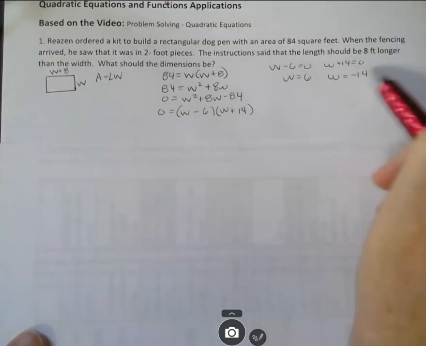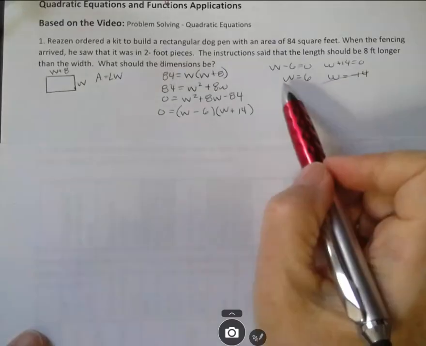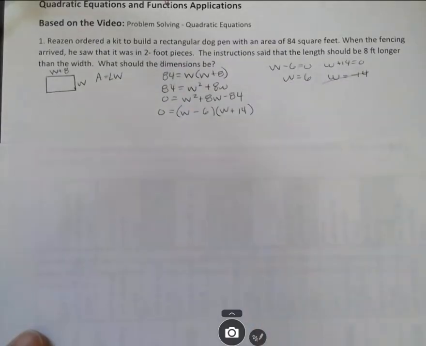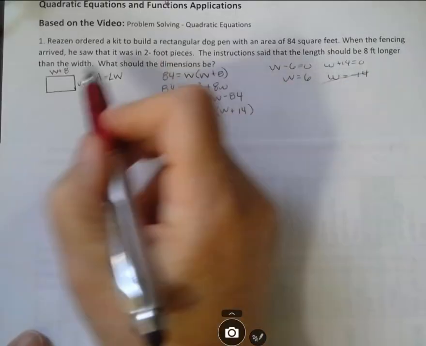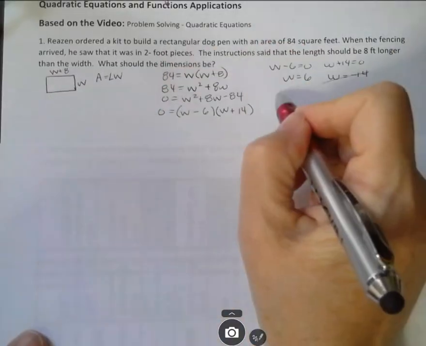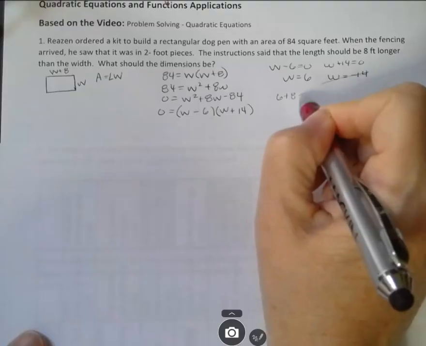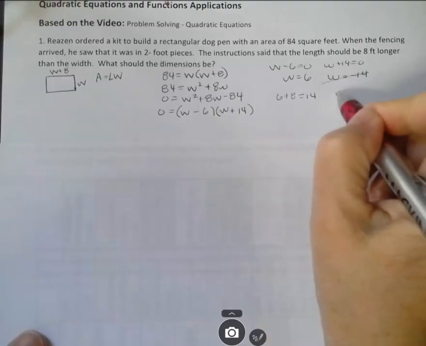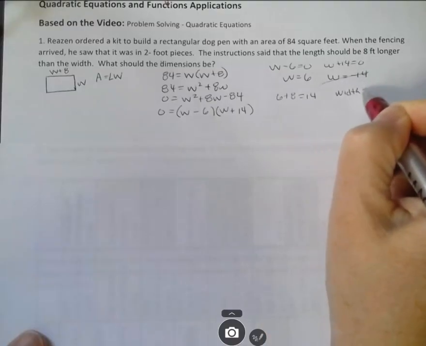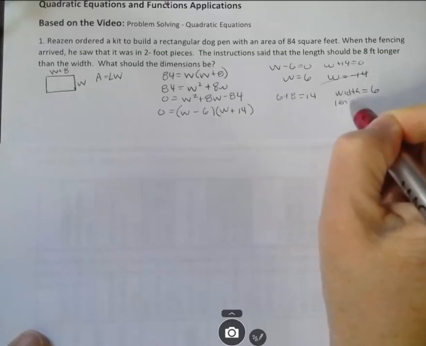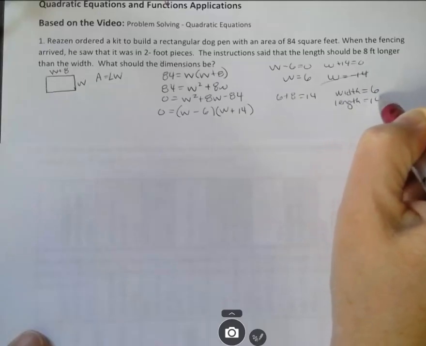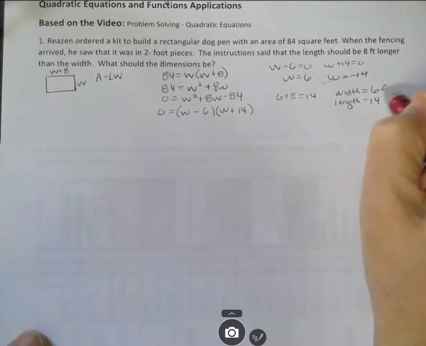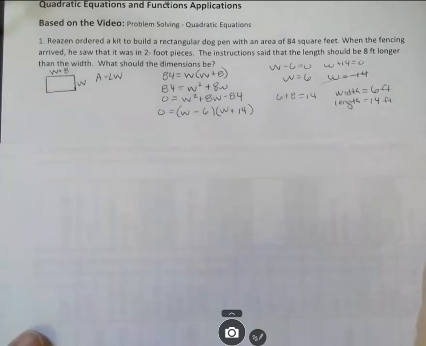And I can't have a length of a side that is negative, so I would not use that solution. So that would make me think that the W is 6. And if I take 6 plus 8, that would give me 14, which tells me that my width is 6 and my length is 14, and this is feet. It's important to include your units.